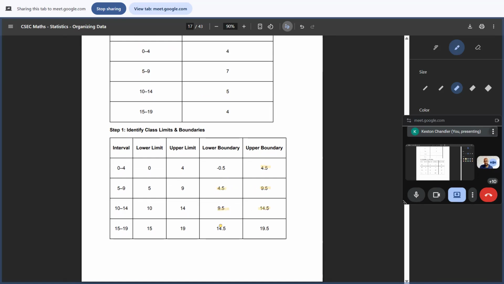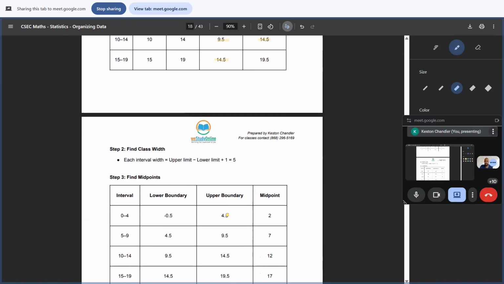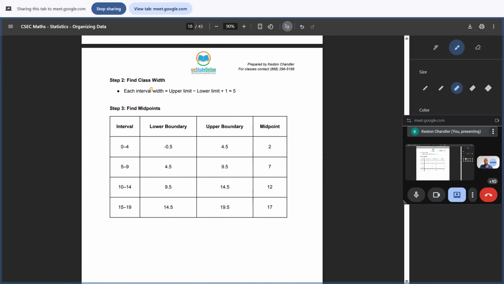Seen it? There's a pattern for us to follow. Now, if we want to find the class width of each of these intervals, using our boundaries, we could calculate our width. The width is going to be the same for all of the intervals, right? So we could do upper limit minus lower limit plus 1. So 4 minus 0 plus 1 will give me 5. 9 minus 5 is 4 plus 1 will give me 5. 14 minus 10 will give me 4 plus 1 will give me 5. 19 minus 15 will give me 4 plus 1 will give me 5.